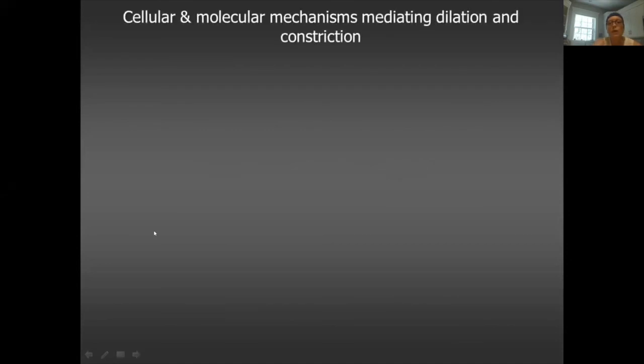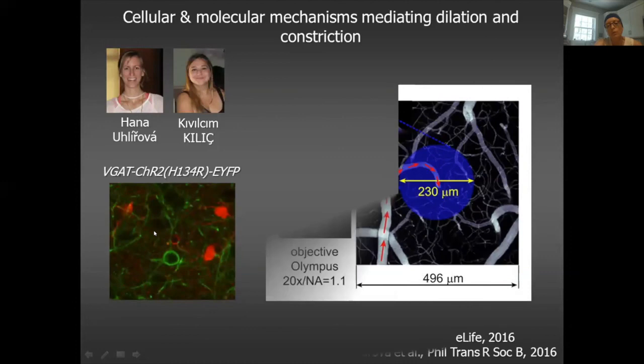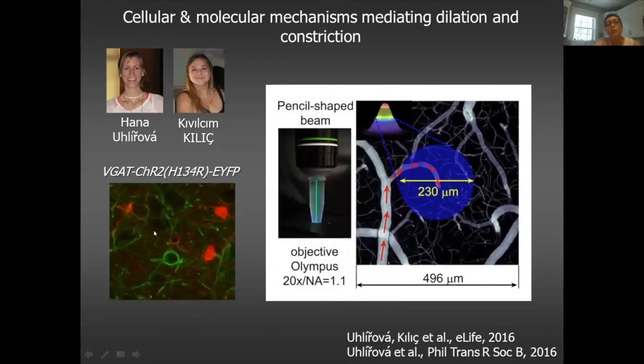Starting with the cellular and molecular mechanisms of dilation and constriction. This is a paper that we published a few years ago, and in that paper we were looking at optogenetic activation of inhibitory neurons only, all of them, but just inhibitory ones, trying to understand what kind of vascular response we can get under those conditions. This is the optogenetic actuator, which in this particular case is expressed in all inhibitory neurons. Those black bodies are the excitatory neurons, and these are astrocytes that are labeled with sulforhodamine dye, but not with the optogenetic actuator.